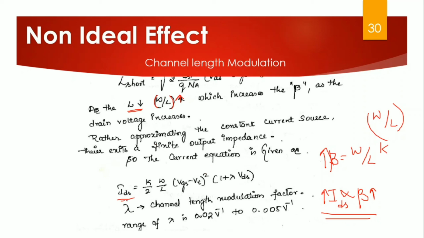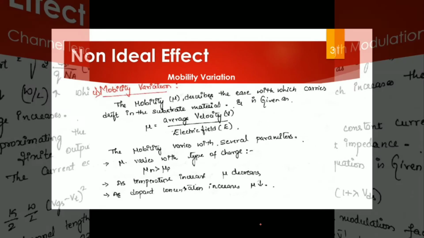So, the current IDS is given as K by 2 into W by L into (VGS minus VT) into (1 plus lambda VDS). What is this lambda? Lambda is the channel length modulation factor. Its value is equal to 0.02 per volt to 0.005 per volt. This is about channel length modulation.